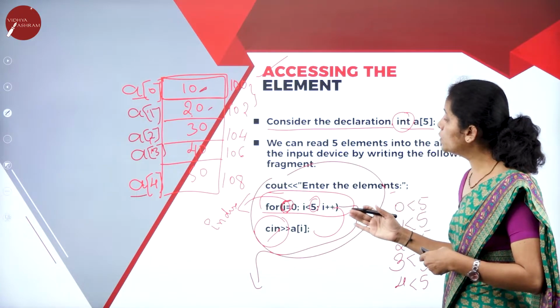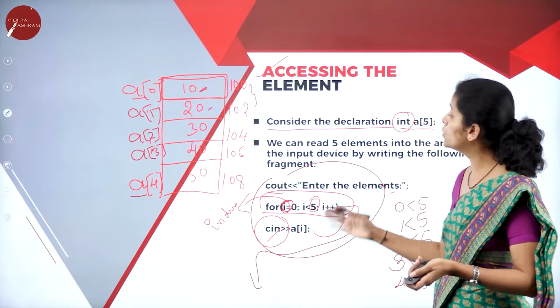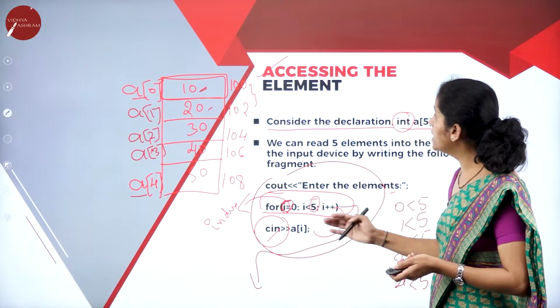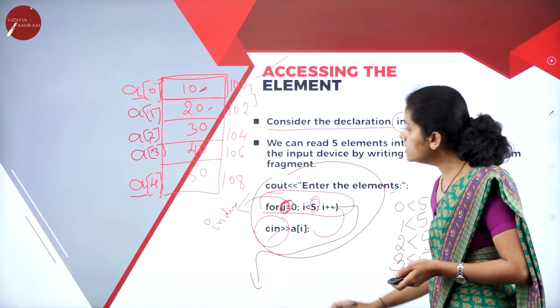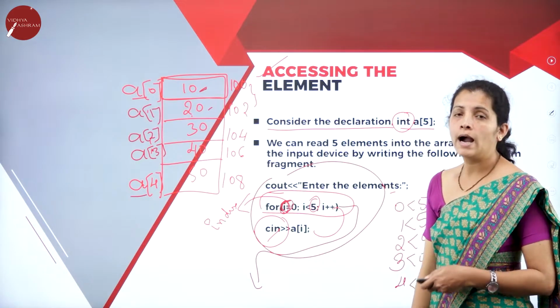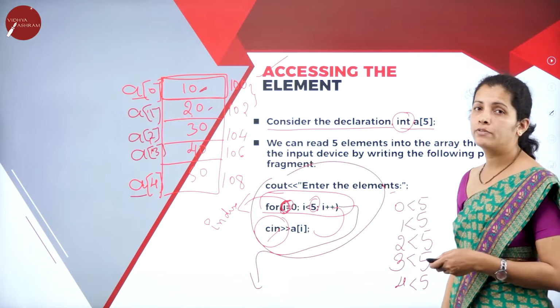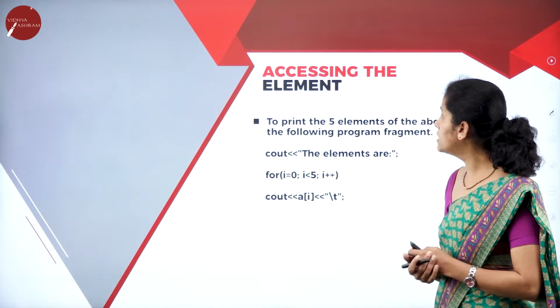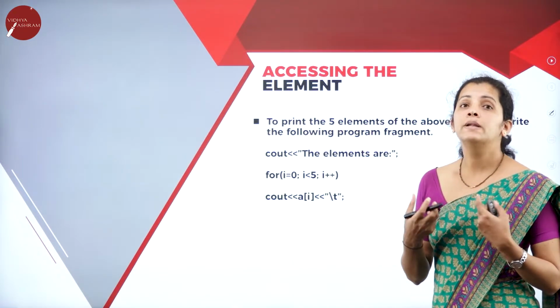So here I'm going to access more than one element. For that reason I'm going to use the for loop in my arrays. Along with that, here I is mainly used to specify the index value, and the array index always starts from 0.